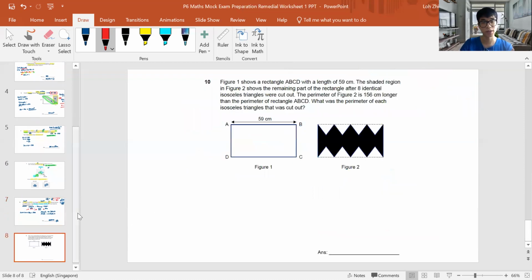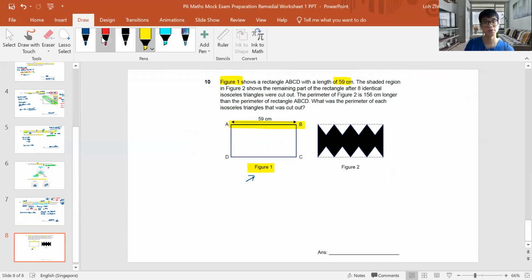Okay, let's move on to the next question. This question is a bit tricky, but I think you have tried this question when you were doing your PSLE, the passive topical module. Let's try this. Here it says that figure 1 shows a rectangle ABCD. Now this is figure 1, with a length of 59 cm. So you can see that here to here is 59 cm.